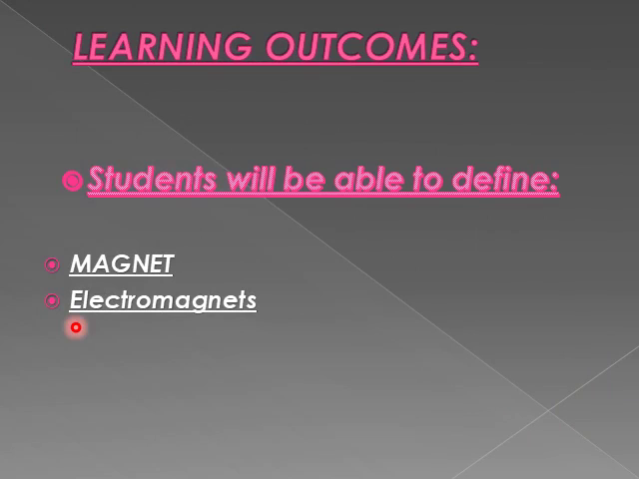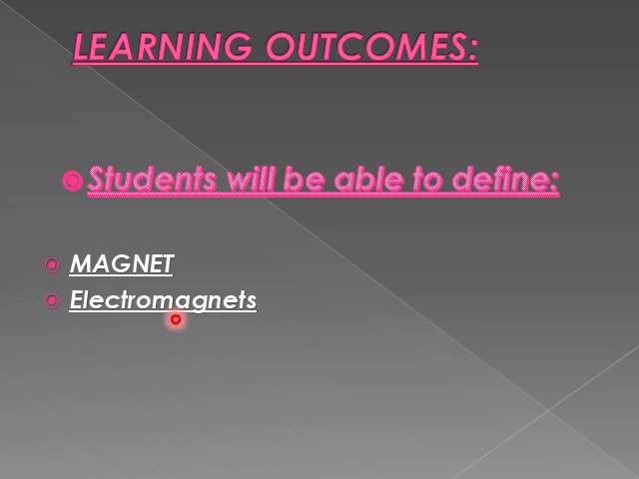My dear students, here is the learning outcome for you. You will be able to define a magnet and an electromagnet. So my dear students, what is a magnet? An object that can attract iron is called a magnet. There are two types of magnet, that is natural magnets and artificial magnets.